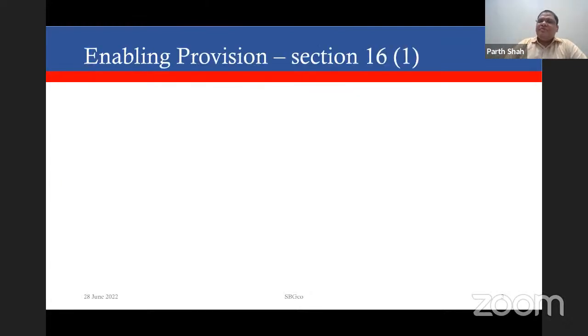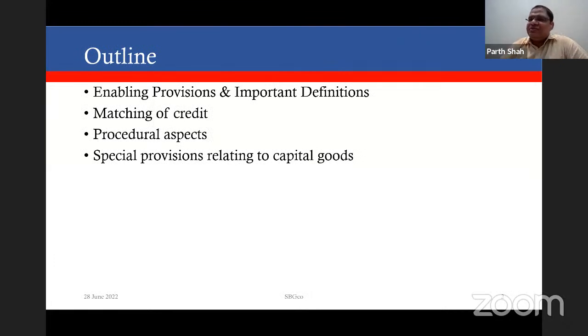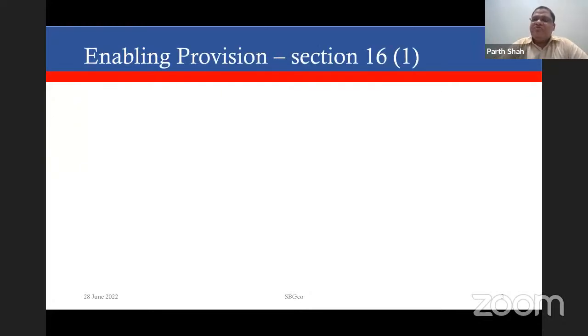One fundamental aspect in the GST is that input tax credit is a statutory right given to the assessee. It is a part of the section, unlike central excise where it was under the Cenvat Credit Rules, and therefore there was a dispute of whether it's a vested right or not. All those aspects get taken care of under GST. It's a right which is given to us by the statute.